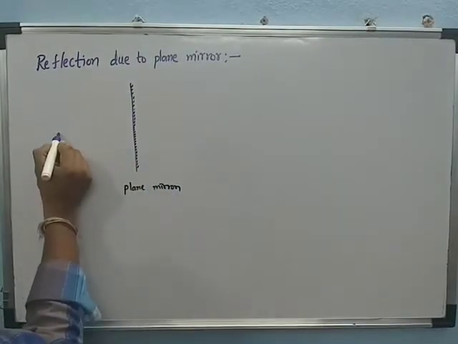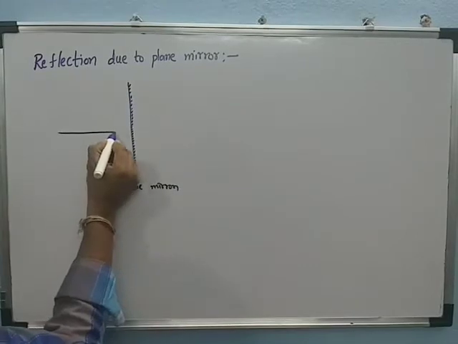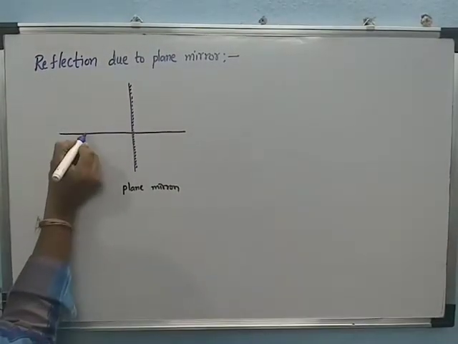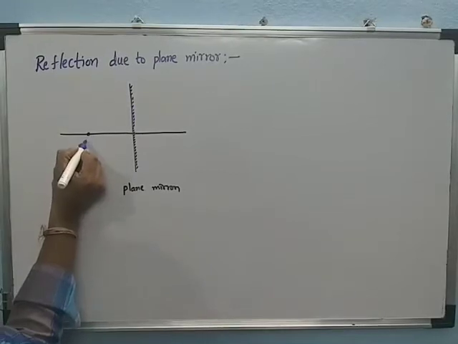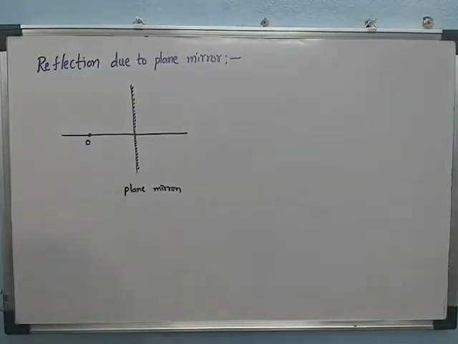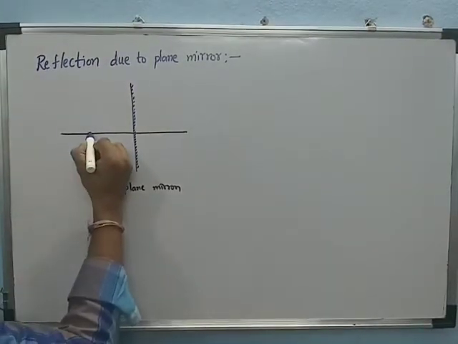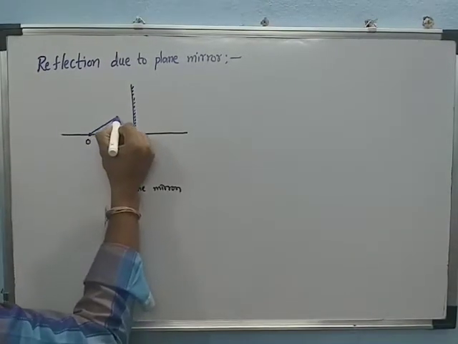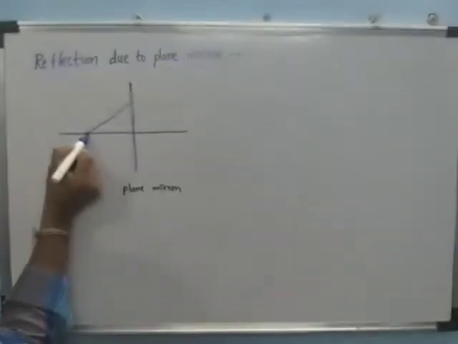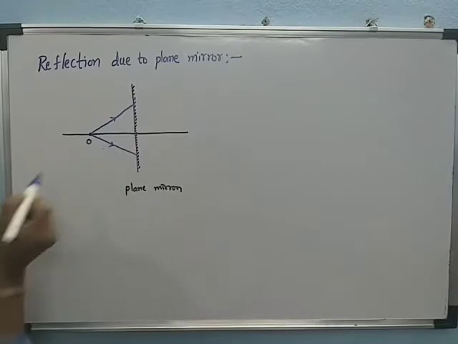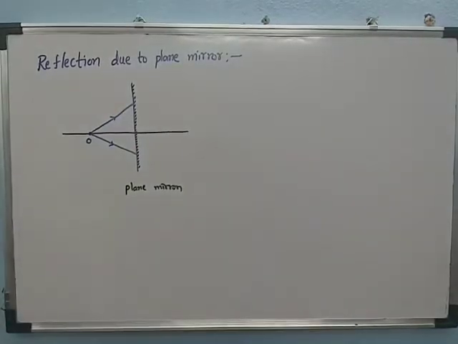Here, we take a line perpendicular to the mirror. Now, the object is placed in front of the plane mirror. This is denoted by O. The object is nothing but the source of light that is incident on this plane mirror. This is the incident ray.